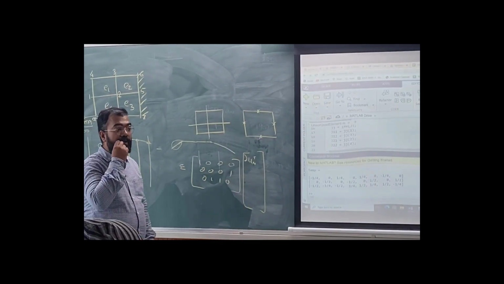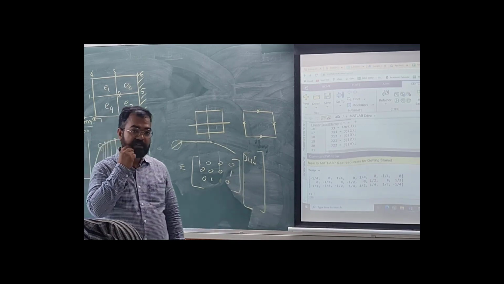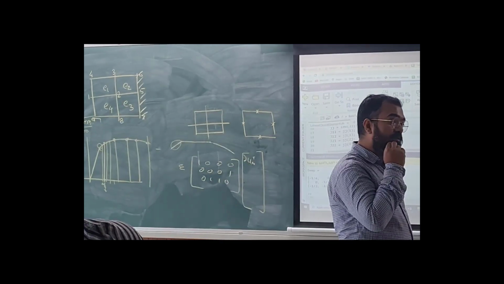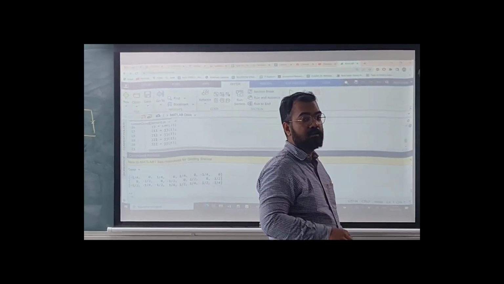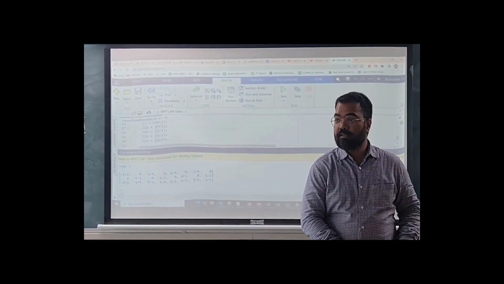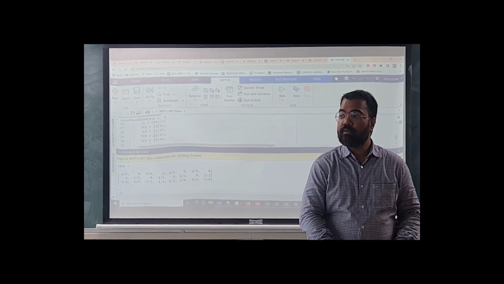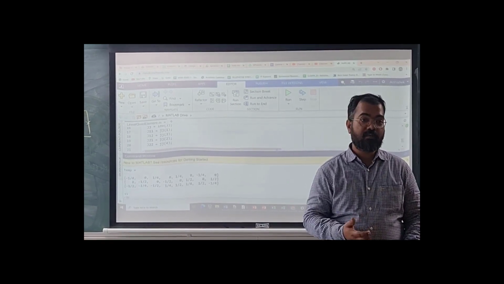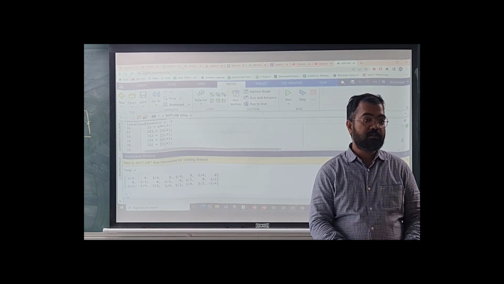And when you look at real examples of stiffness matrices, you will see something common. What is common? Which value is there in all these matrices? Which is a common value which is there in all these matrices?